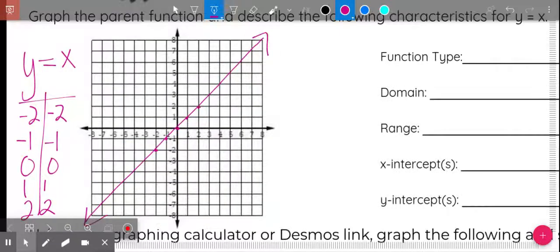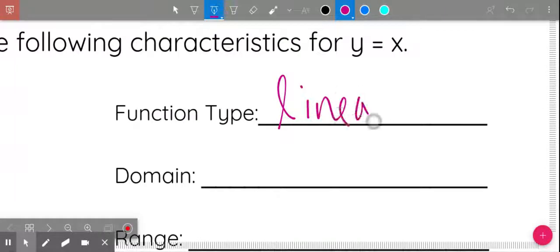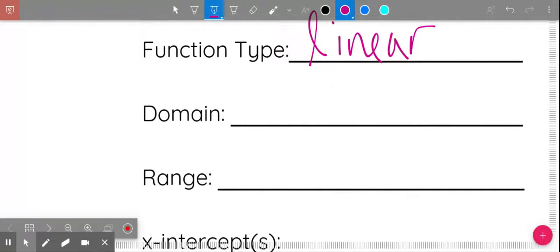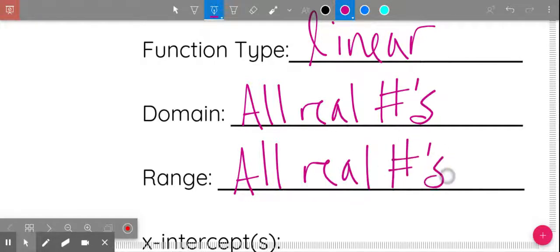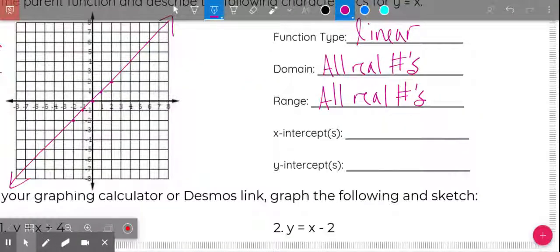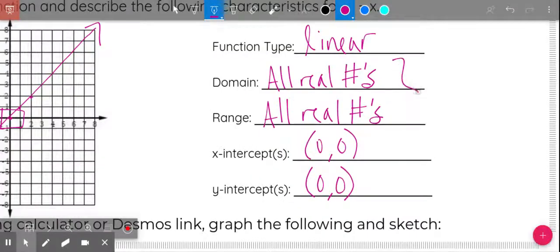And so there's the graph of our parent function. So like we said, this is linear. We know the domain of all linear functions is all real numbers. The range is all real numbers. Our x and our y intercepts also go through 0, 0. They go through the origin. Now, these will never change for our linear functions, but these two will. Okay, they won't always be 0, 0.